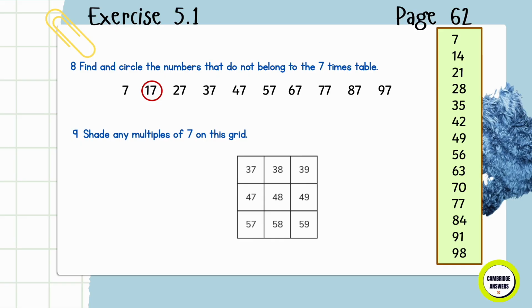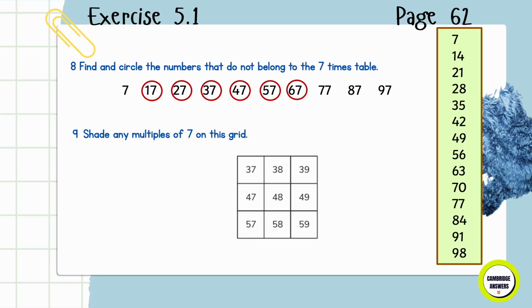27. Not in the 7 times table, circle it. 37. Not in the 7 times table, circle it. 47. Not in the 7 times table, circle it. 57. Not in the 7 times table, circle it. 67. Not in the 7 times table, circle it.